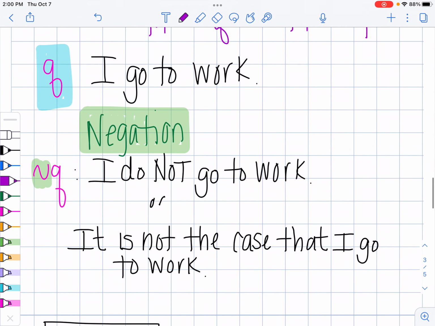So I go to work, if I wanted to negate this, I would say I do not go to work, or it is not the case that I go to work, and I would abbreviate this and say it is not Q, or above we chose W, so I would say this is not W.